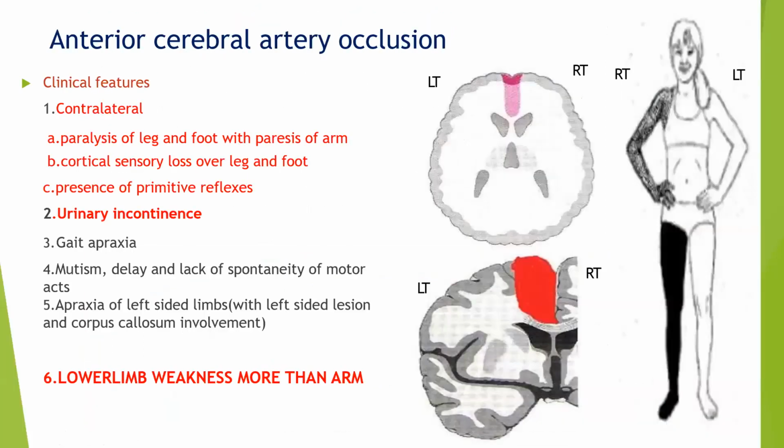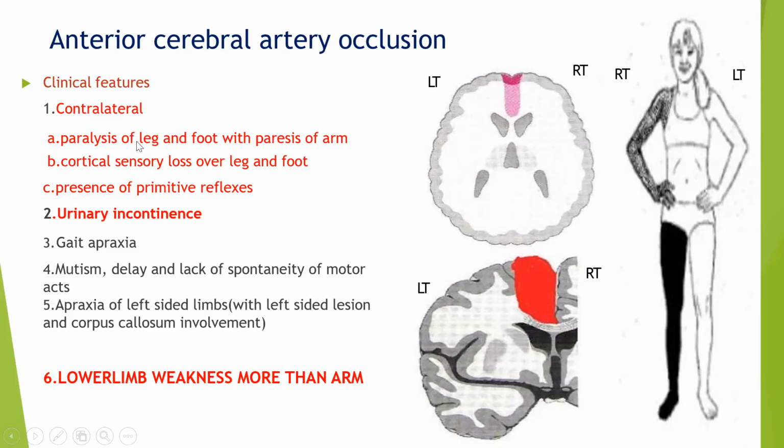So what will happen when the patient has an anterior cerebral artery occlusion? What will the clinical features be? When the right ACA is occluded, the patient will have a left hemiplegia. For example, this is the territory of the anterior cerebral artery. When the left side is affected, the patient will have a right hemiplegia.